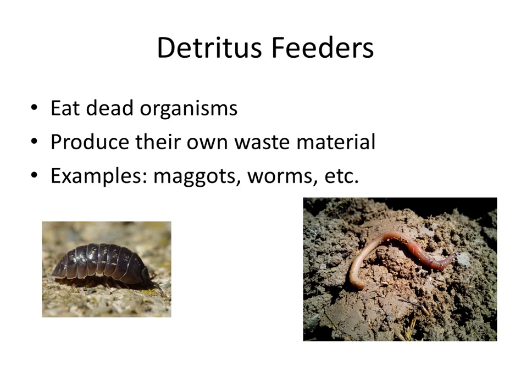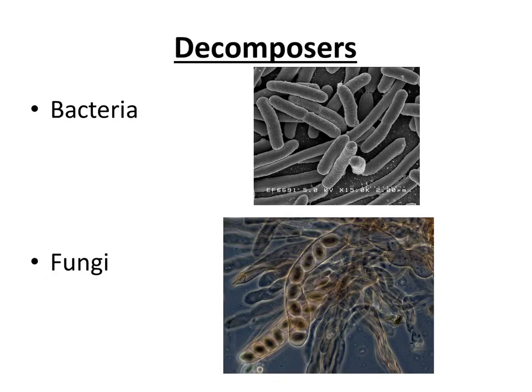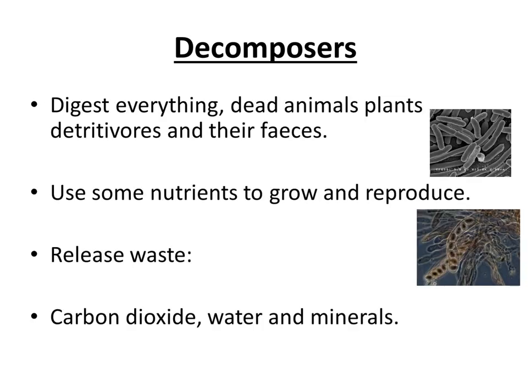And as we know, the smaller something is, the larger the surface area to volume ratio. So by the detritus feeders coming along and breaking those pieces down, they increase the surface area for the decomposers to come along. Decomposers are bacteria and fungi, and they digest everything that's left. So they digest dead animals, plants, detritivores, their feces, basically anything that's left over. They use some nutrients to grow and reproduce, and they also release waste such as carbon dioxide, water, minerals.